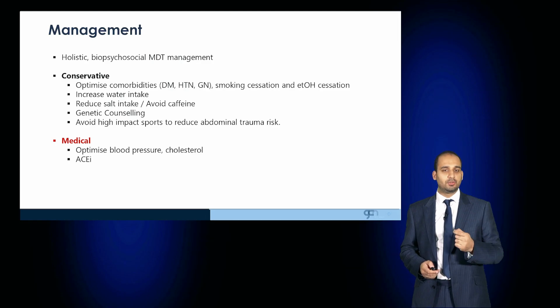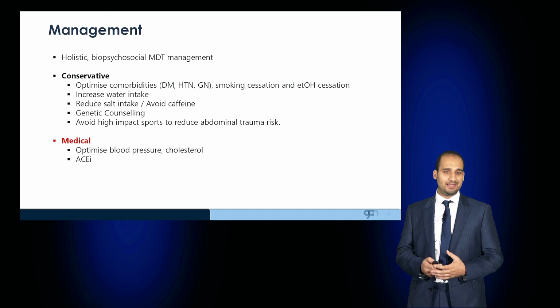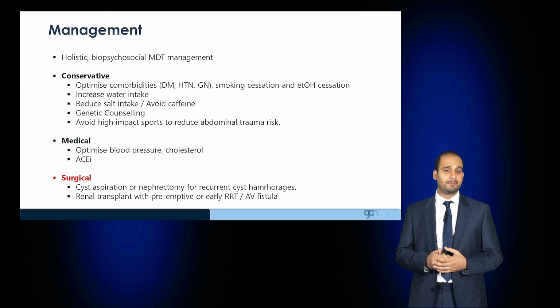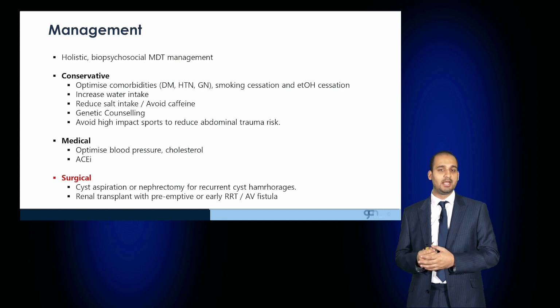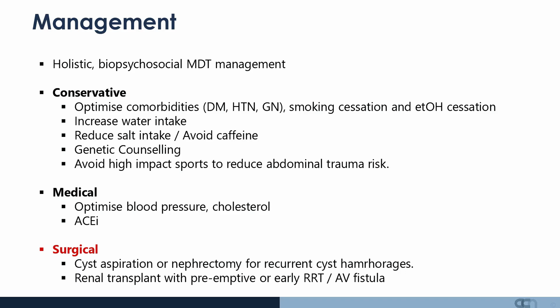Medically, ensure that their blood pressure is very well controlled as well as their cholesterol, offer ACE inhibitors for patients with high blood pressure, and prepare them for surgery. Patients may require cyst aspiration or nephrectomy for recurrent cyst hemorrhages. A renal transplant may be required for patients with advancing kidney disease, and preemptive renal replacement therapy with a fistula is advised in these patients.